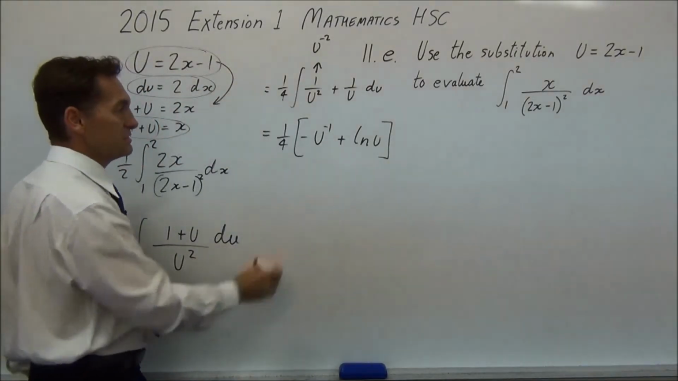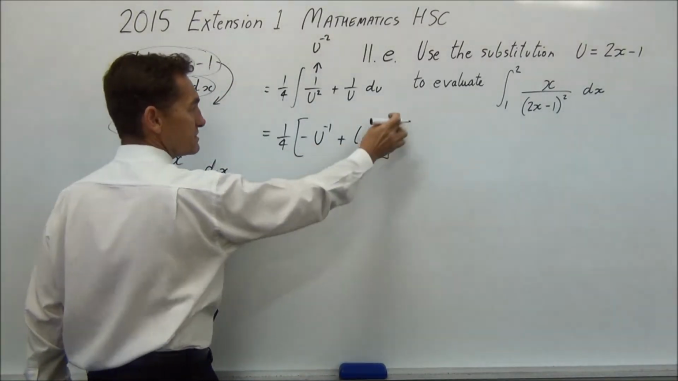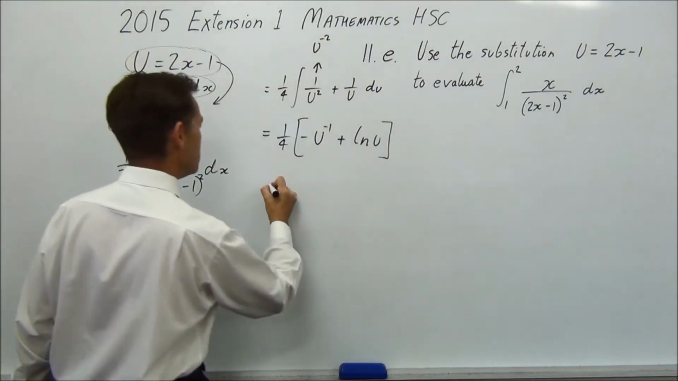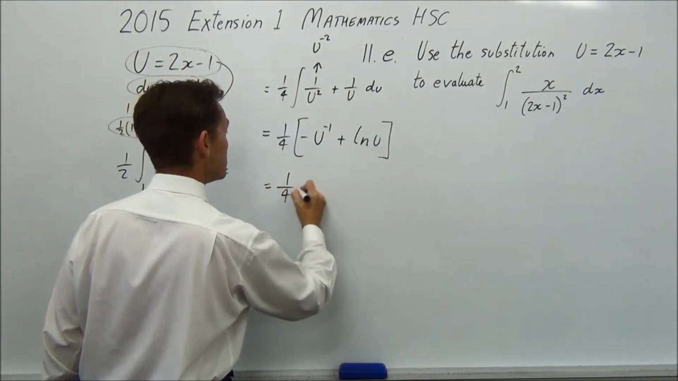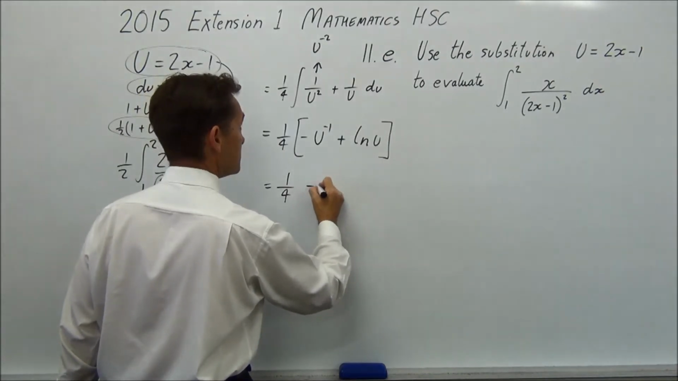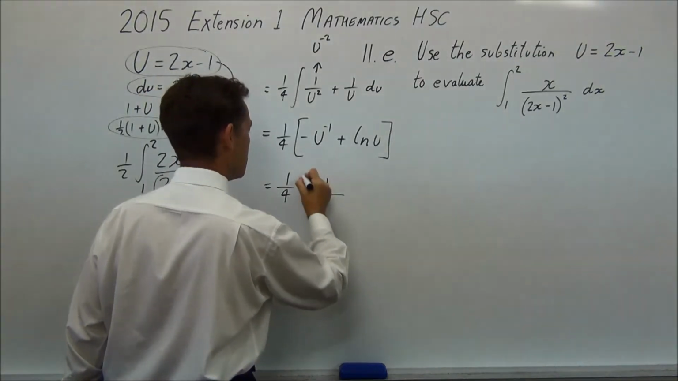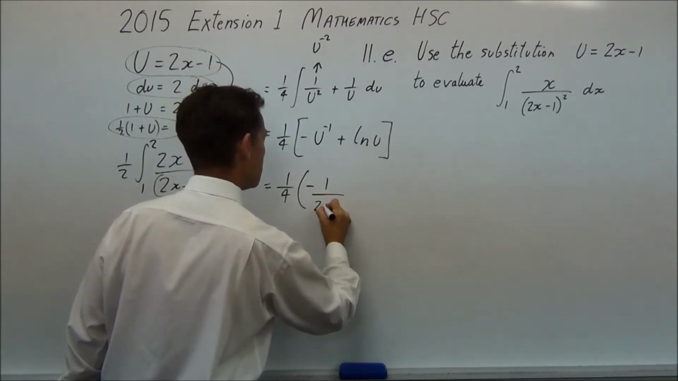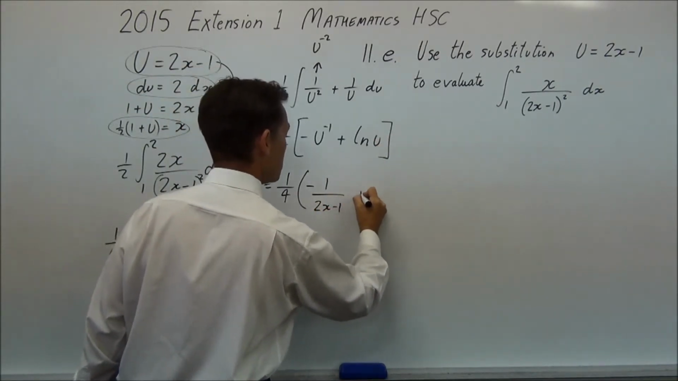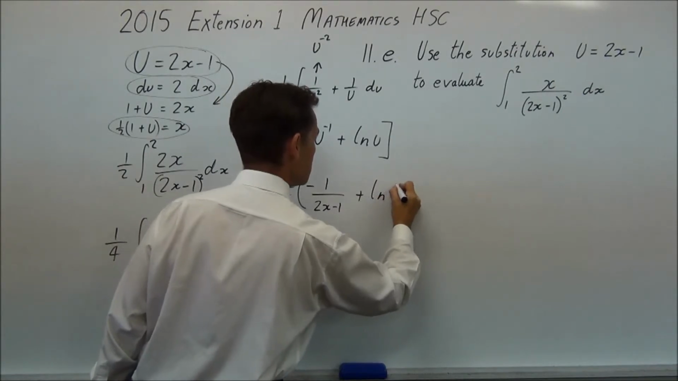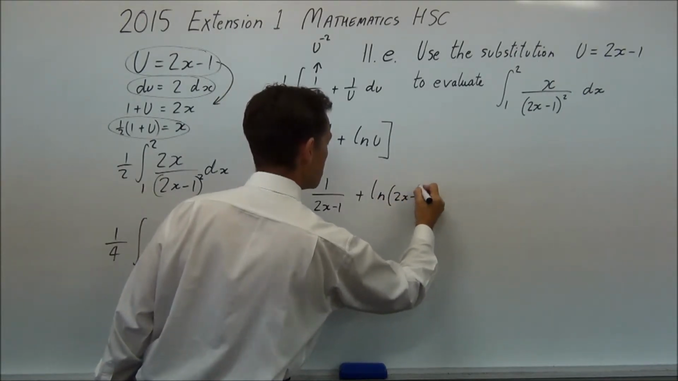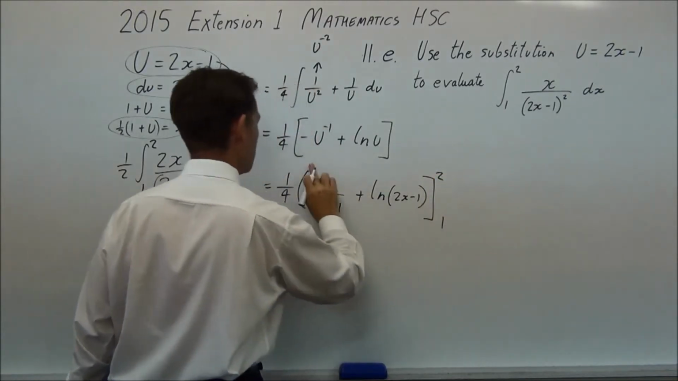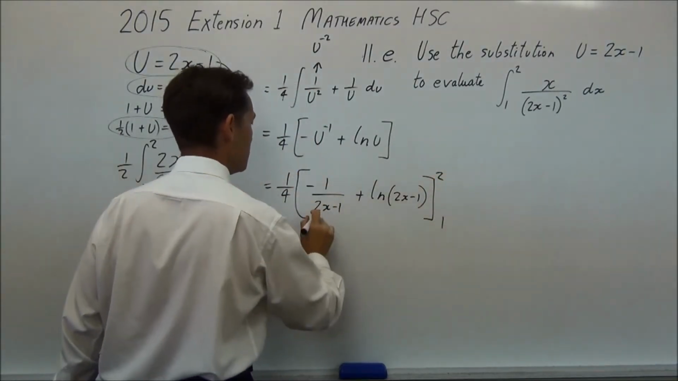Okay, so now I'm going to substitute back in, and notice again I haven't put down the values of 2 and 1 because they're still not valid. So now I'm going to put down 1 quarter minus 1 over 2x minus 1 plus log 2x minus 1. And now I'm going to put in 2 and 1 because now they're valid.